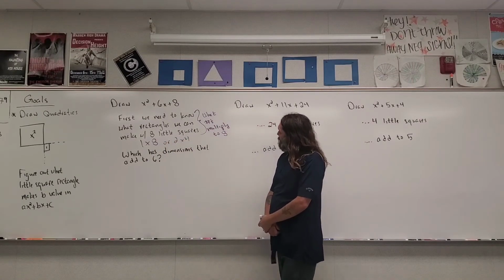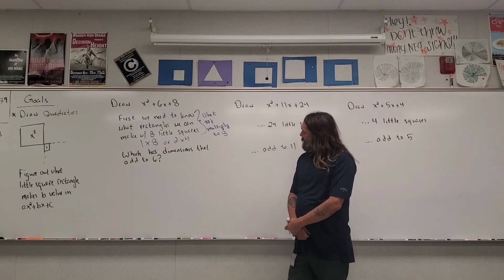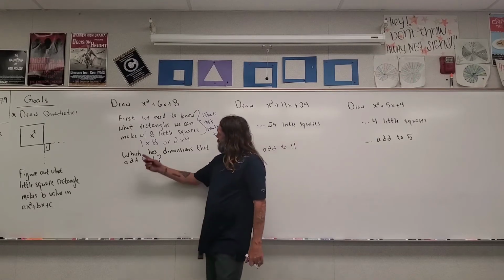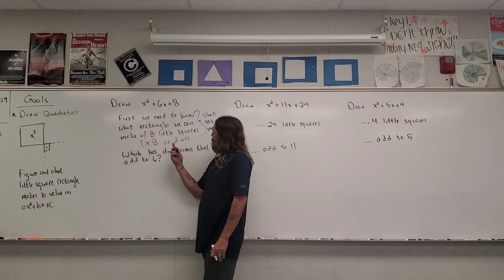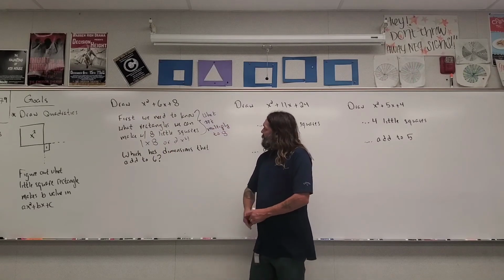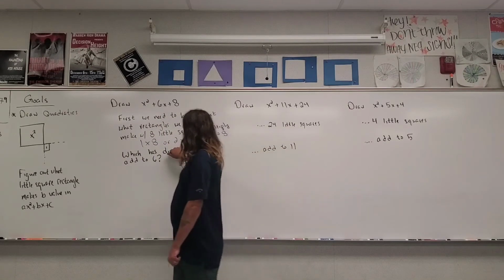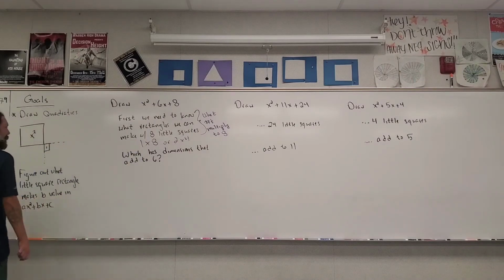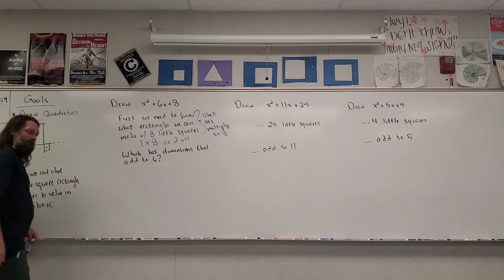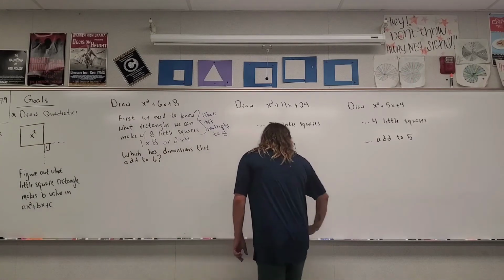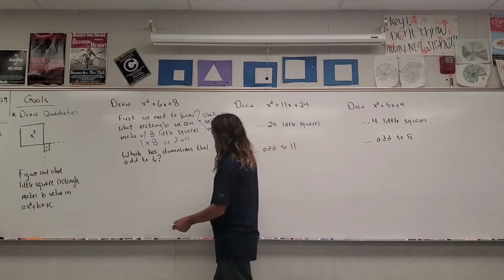And so the next question we have to answer is which has dimensions that add to 6? Well, 1 and 8 add to 9. We don't need a 9, we need a 6. 2 and 4, that adds to 6. So we're going to need to add a rectangle that has 2 rows and 4 columns of little squares, or 4 rows and 2 columns of little squares that sits off the bottom right corner of our large square. So we're going to get something that looks like this.